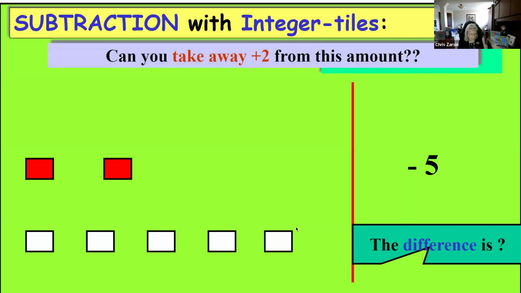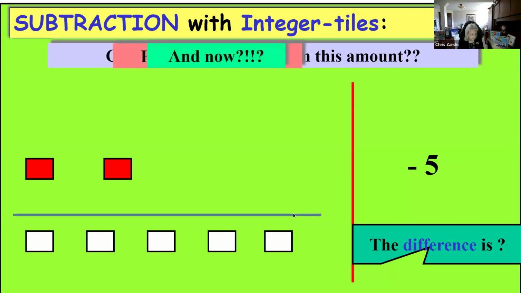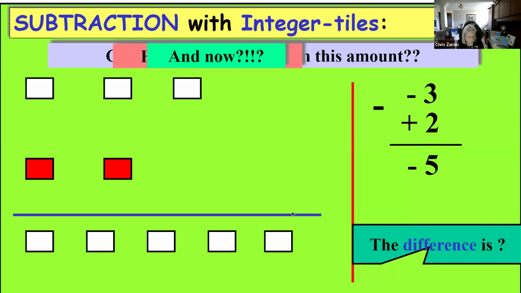So let's have a look at, can you take away +2 from this amount? Oops, sorry, where's my amount here? Okay, there we go. For some reason, I've got these timed backwards. So let's just go through the question first. It says -3, so I've got 3 whites, and I'd like to take away a +2. I'd like to take away 2 reds from 3 whites. Well, that's not going to be happening right away because I don't have any reds that I can take away.